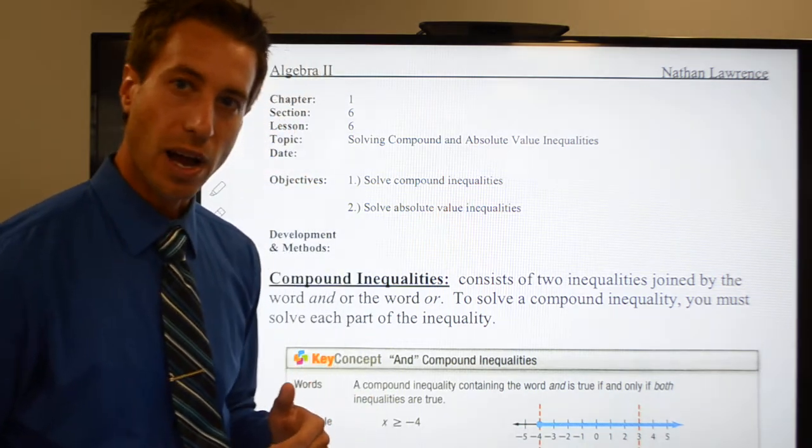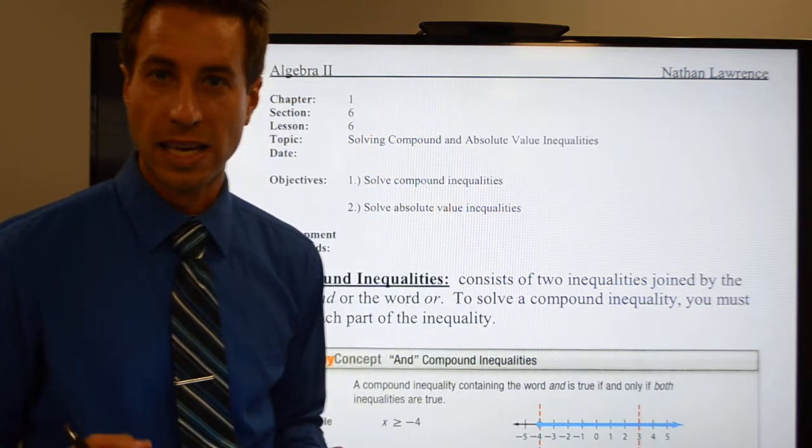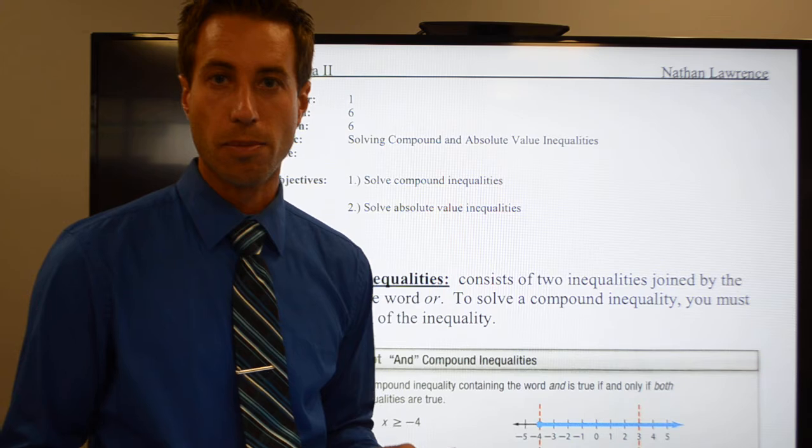What we're going to be doing in this set of notes is looking at solving compound inequalities. Alright, solving compound inequalities.